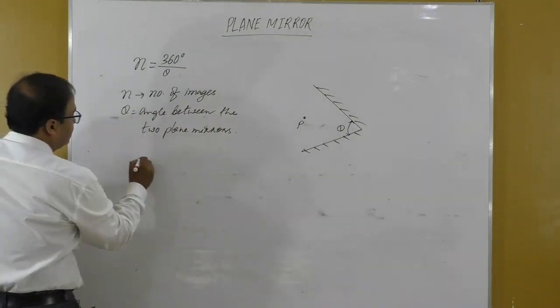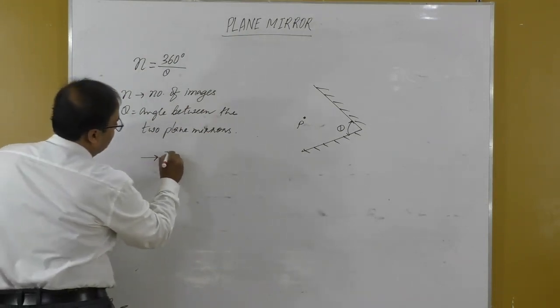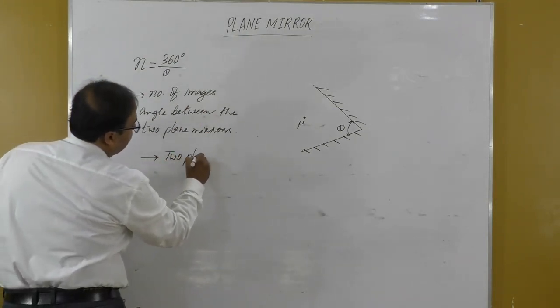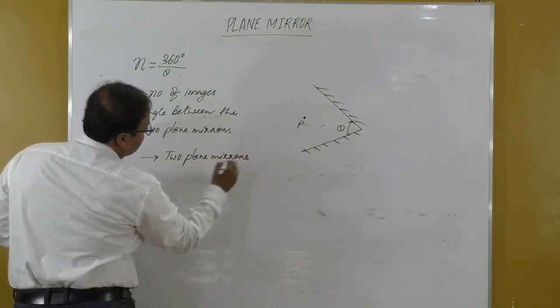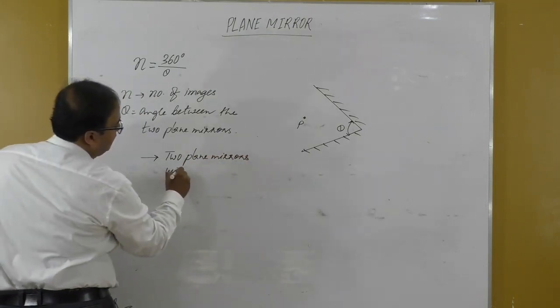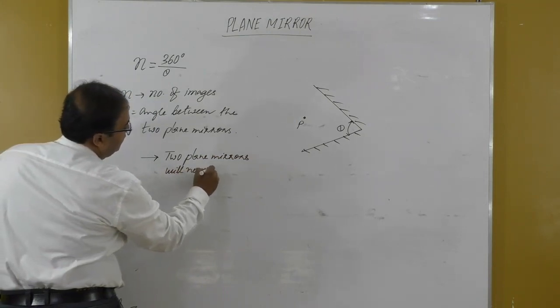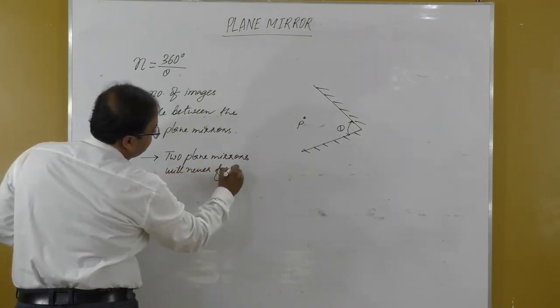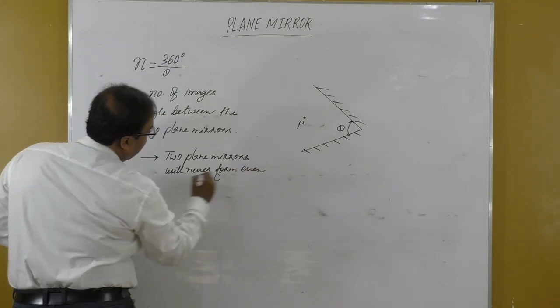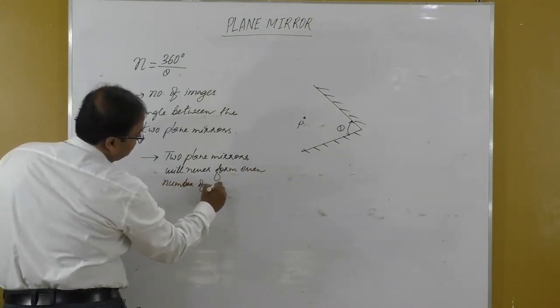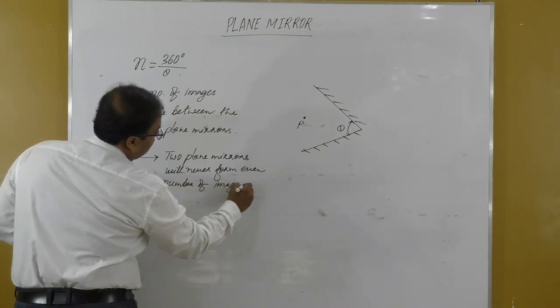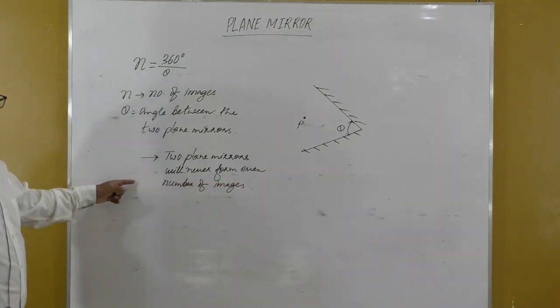But one thing you should know, two plane mirrors in this case will never form even number of images.